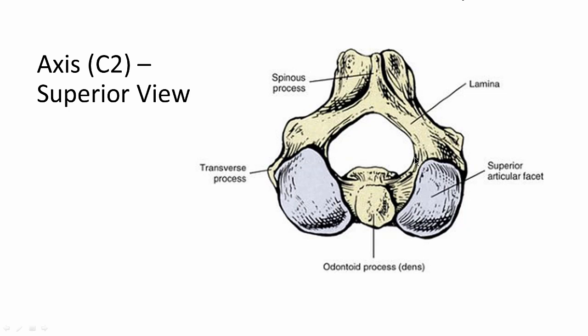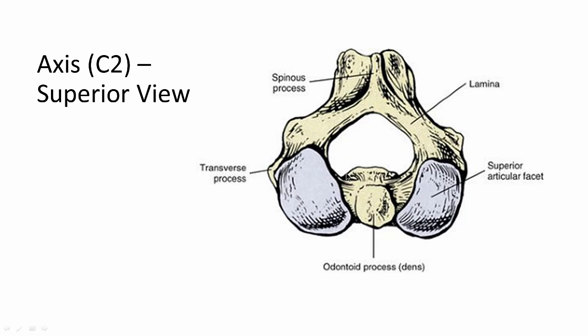Here's an overhead of C2, axis. There's the dens, or the odontoid process sticking up. It comes off of the body, so the body would be giving rise to it. These superior articular facets are kind of interesting here. Right underneath this, if I scraped a little hole, would be the superior articular process, and beneath that would be the actual pedicle. So the pedicle is kind of strange the way this works. The pedicle is actually giving rise to the superior articular processes and facets.